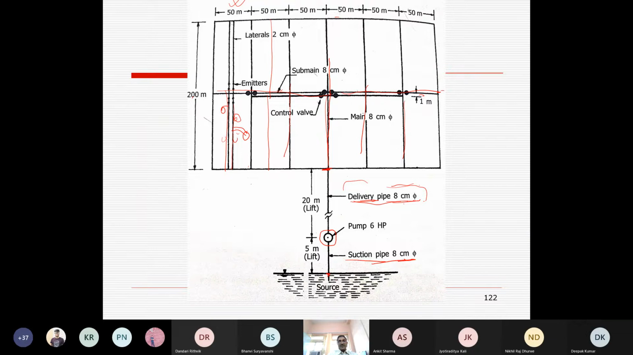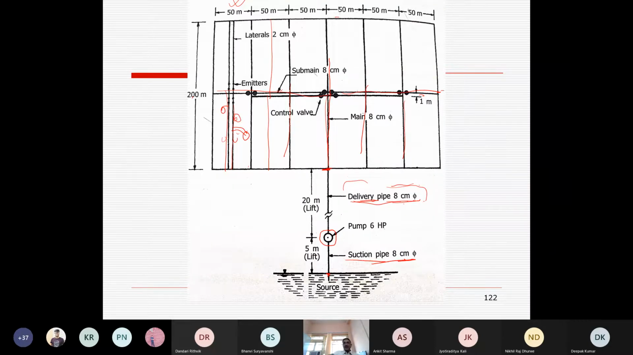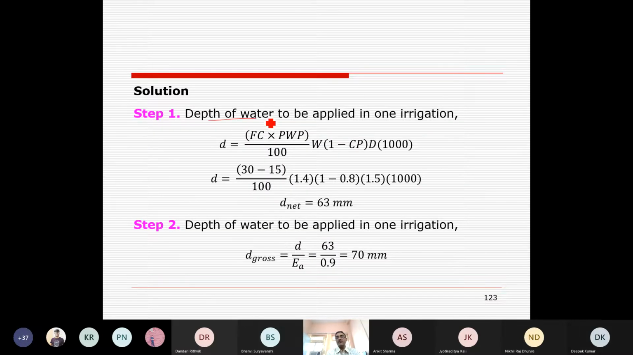Now, first to find out how much water is required to irrigate and at what frequency, after how many days, to supply the required amount of water to this plantation or to this field we have taken as an example here. So where to start? Simply, the first step is the depth of water to be applied in one irrigation. How much is it? Water required is simply field capacity minus wilting point. This is multiplied by the bulk density of soil, and the bulk density of water should be divided to make this the apparent specific gravity.